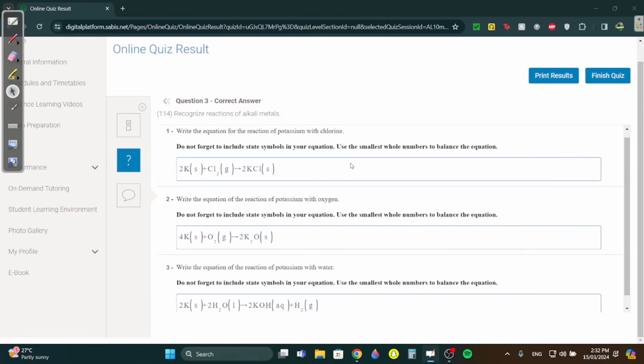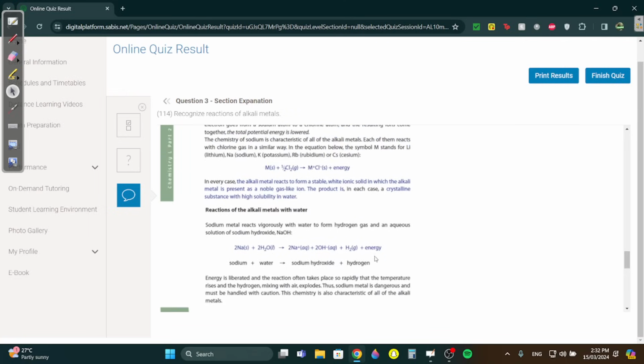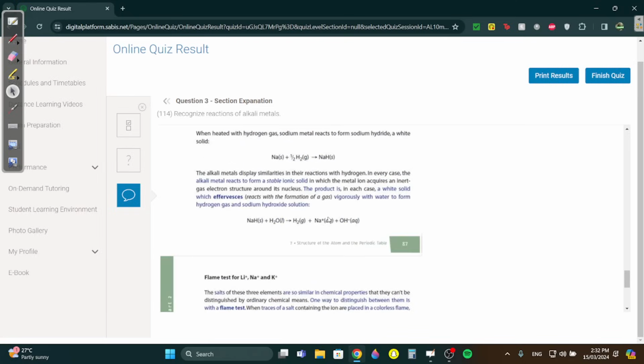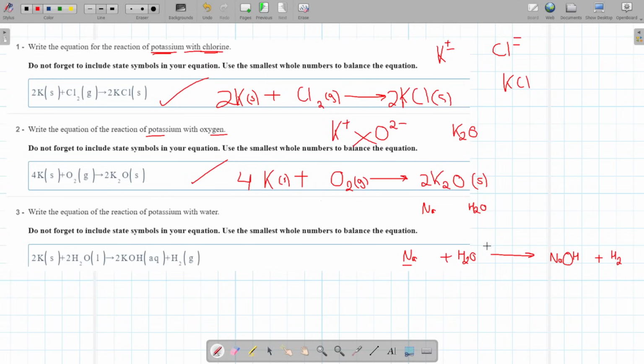You have to memorize this. The way they write it is weird. If you write it like this, you also get it correct, but the way I write is also correct. So plus hydrogen, always plus hydrogen. The energy part isn't really asked, but in case it is, there's always energy being given off in all these reactions. So this is the rule: anything from the alkali solids, once it reacts with water, produces the alkali hydroxide, OH, plus hydrogen gas.